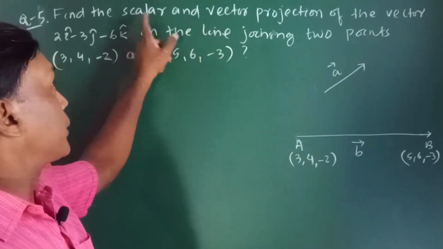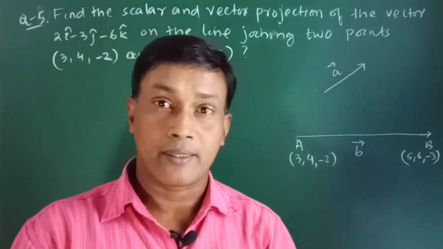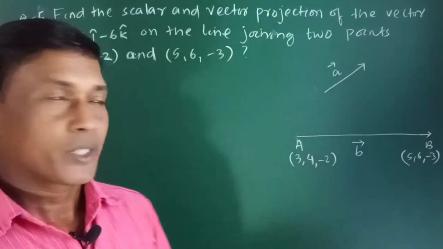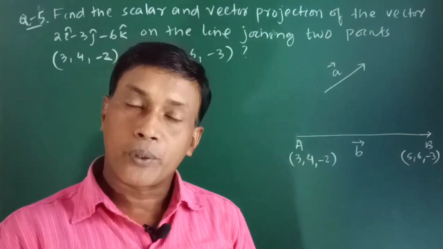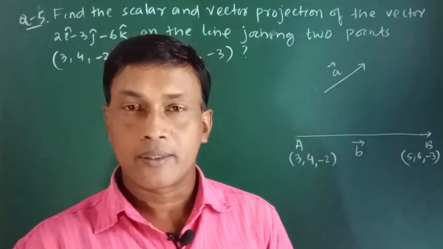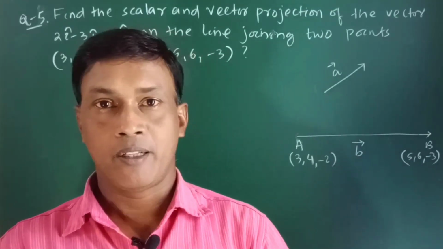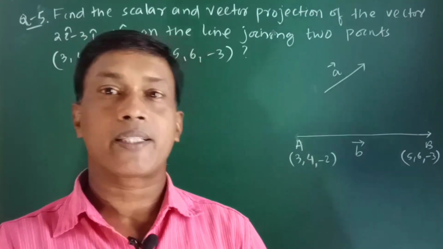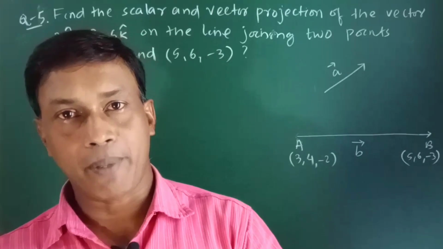Suppose there is no scalar, there is no vector. Suppose these two terms are absent in the question. The question is to find only the projection. If the question is to find only projection, then you have to find the scalar projection. Projection means simply scalar projection. But if it is given to find scalar and vector projection, then first find scalar projection, then find vector projection.